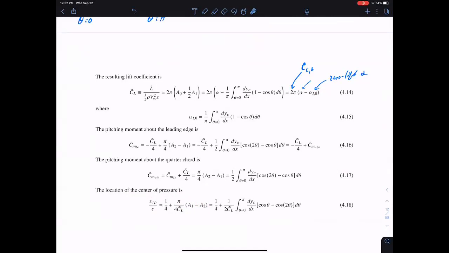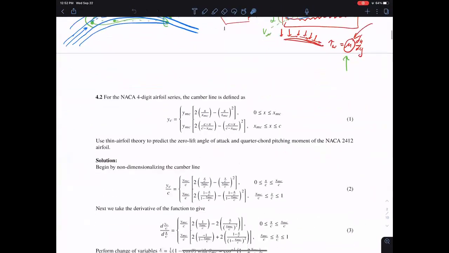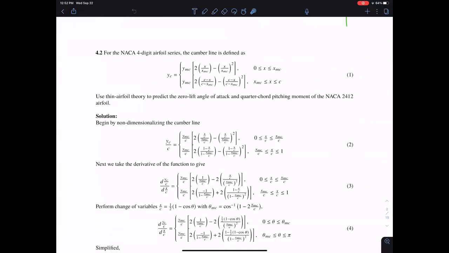All right, so let's go back over to 4.2. So we've got this camber line, and this is the definition of that camber line, and what we want to do is plug this into thin airfoil theory now to figure out what our lift and pitching moment are. And really, to get that, because the lift equation, remember CL equals 2 pi times alpha minus alpha L0. Those are alphas, sorry. Sometimes my alphas and 2 look really similar, so you gotta be careful.